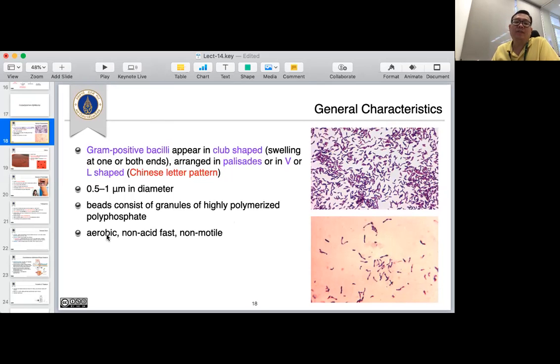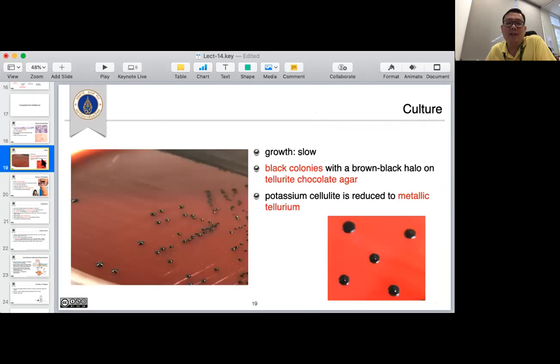This bacteria is aerobic. They infect the throat, so they need a lot of oxygen. Non-acid fast, and cannot move. To grow this bacteria, you need chocolate agar. Chocolate agar is pretty much similar to blood agar.